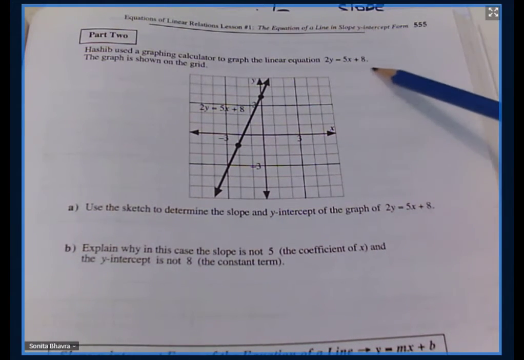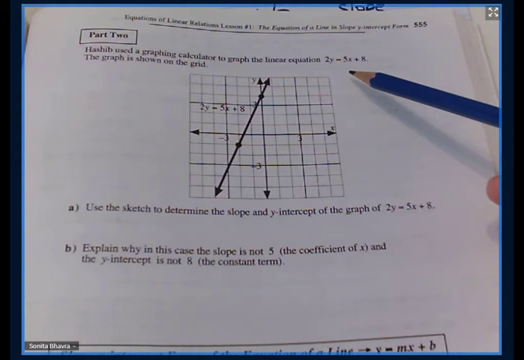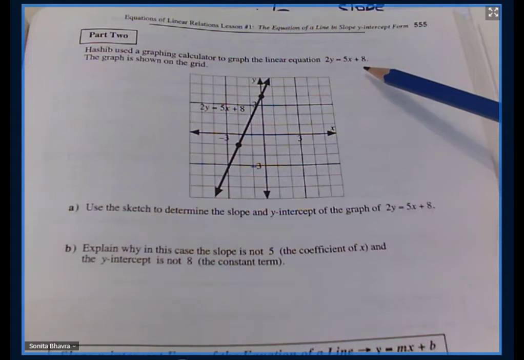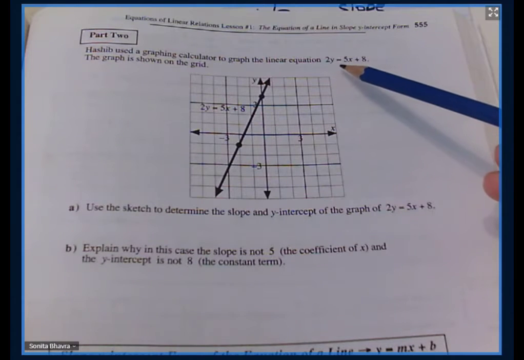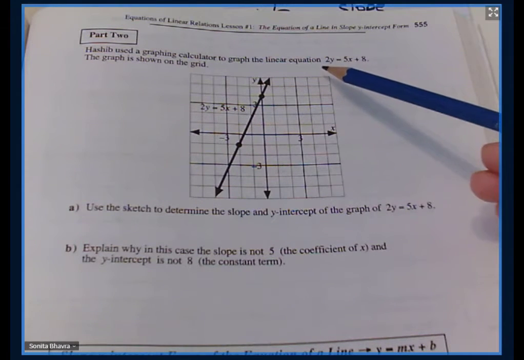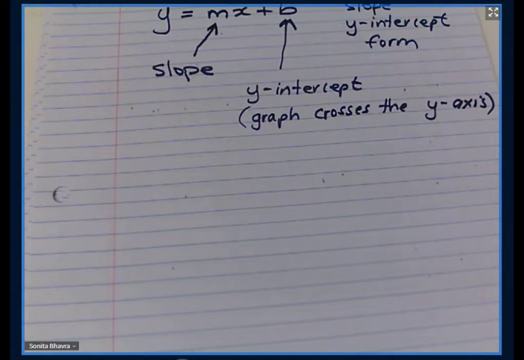Well, this doesn't match the equation. The reason is it's not in y equals mx plus b form. There's still a 2 here. You have to isolate your left-hand side so that it's exactly y equals mx plus b. So we have to divide this equation so that the left-hand side is just y. So let's take a look at how we would do that.